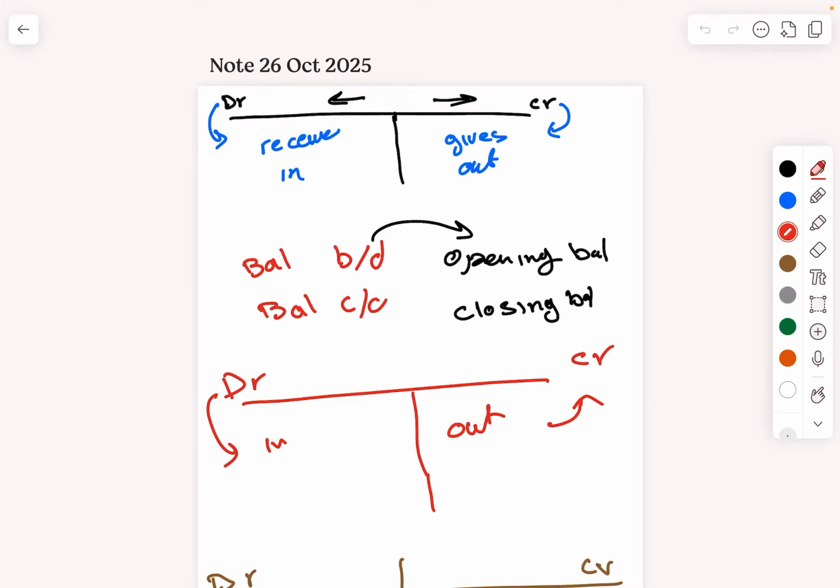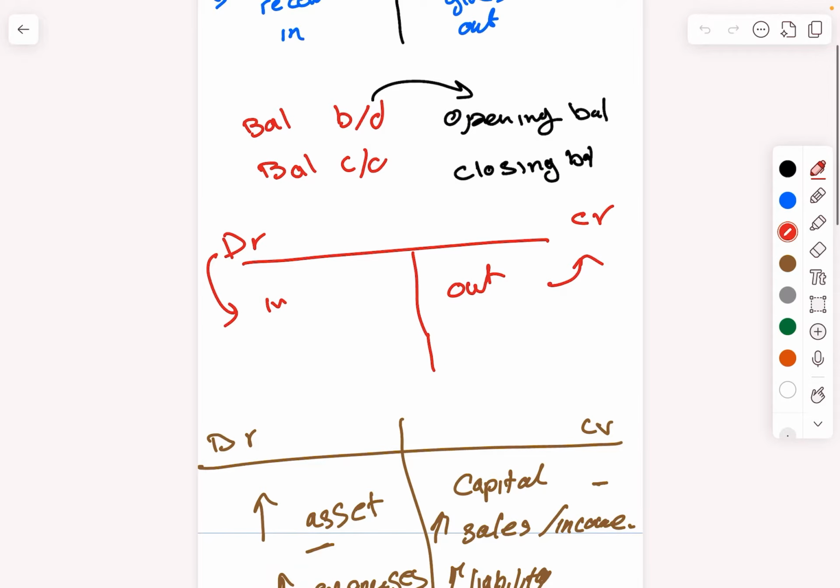So today I'm going to explain double entry: what is the account, what are credit and debit, the difference between them, balance brought down and balance carried down.